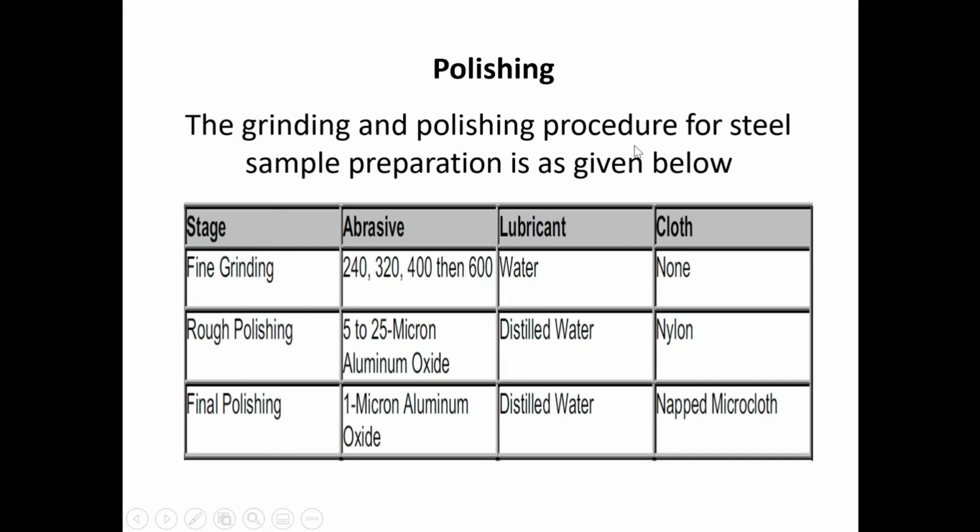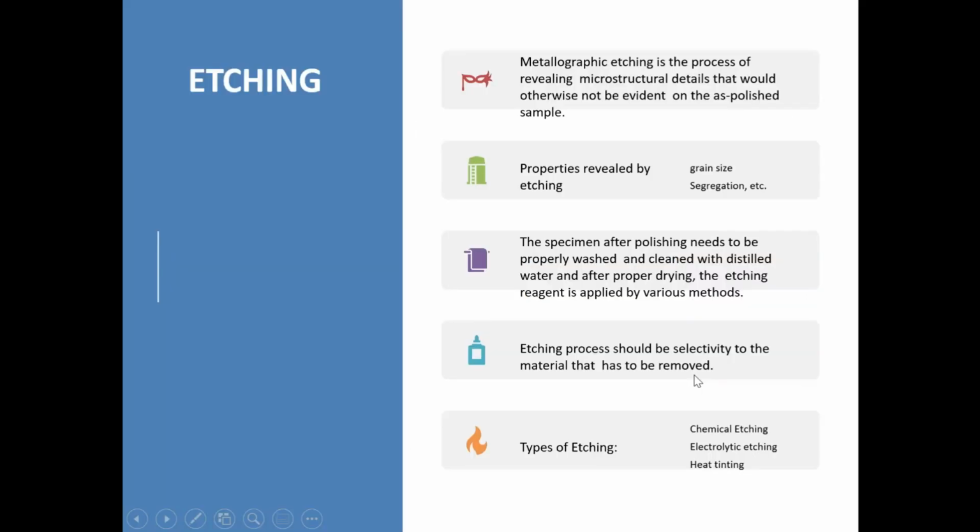The grinding and polishing procedure for a steel sample is given below. This can be considered as a sample process, that is for rough grinding, fine grinding, rough polishing, fine polishing. This is done by emery papers with different grades, and then by using 5 to 25 micron aluminum oxide and 1 micron aluminum oxide using distilled water as lubricant. Cloth can be nylon or velvet.